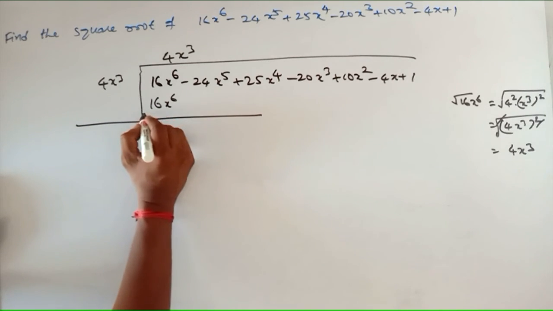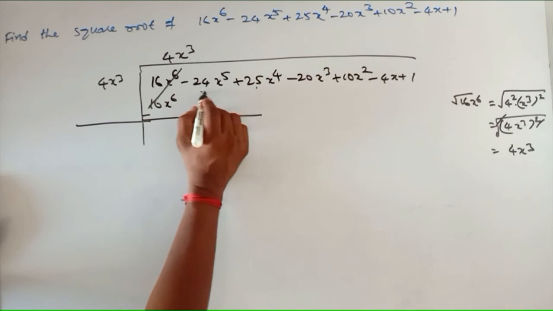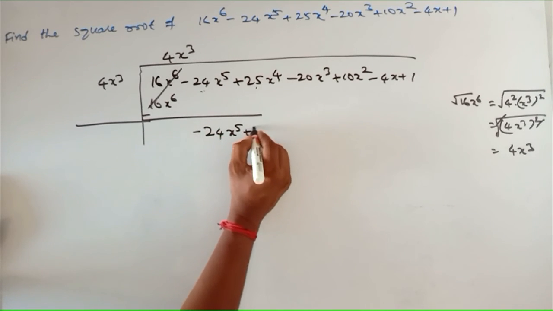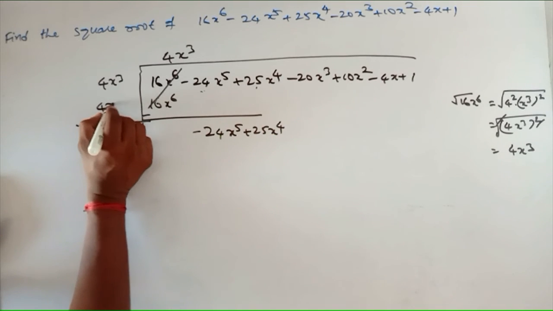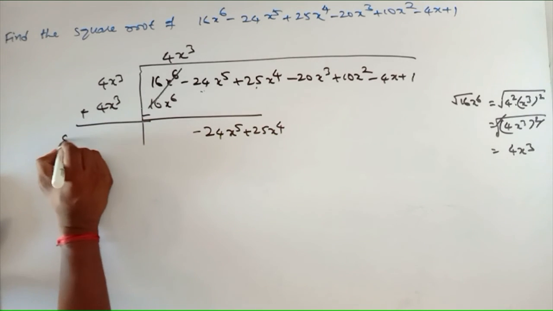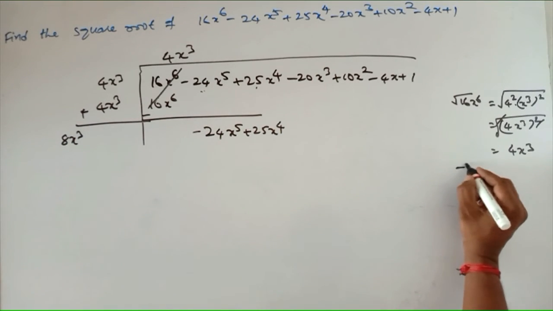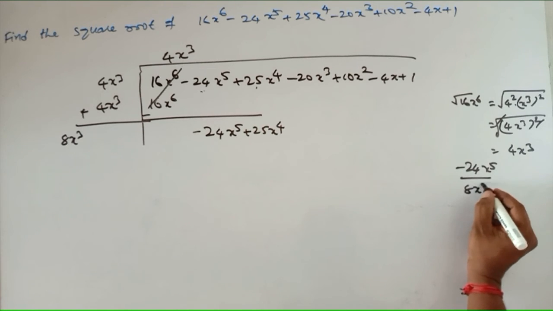Okay, now I am going to do the subtraction. Then that will be 0. I am going to drop these two terms, that is minus 24 x to the power of 5 plus 25 x to the power of 4. Now double this divisor, that is 8x cube. Now this minus 24 x to the power of 5 should be divided by 8x cube. That is the second step.